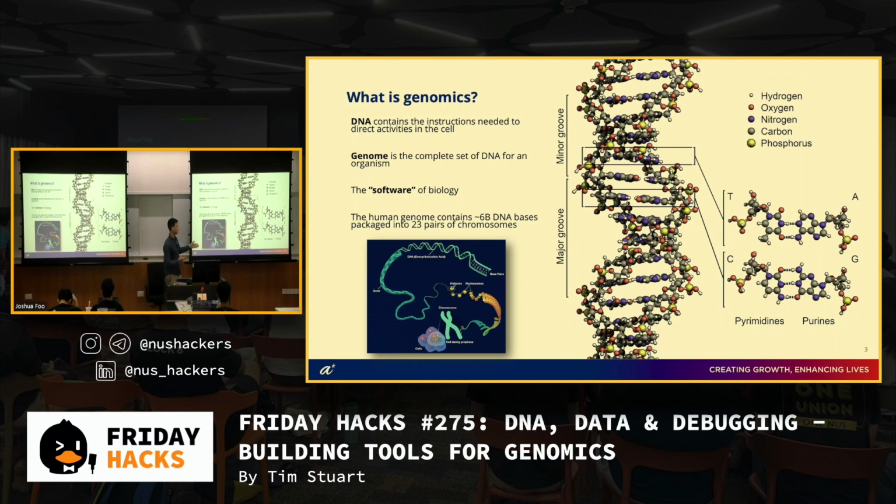So that's DNA. When we talk about genomics, the genome is all of the DNA that an organism has. For us humans, we have around 6 billion base pairs of DNA, arranged into 23 pairs of chromosomes, half from your mother, half from your father. Genomics is studying this genome, which we can think of as the software for the cell, because it contains all the instructions that the cell executes in different ways.